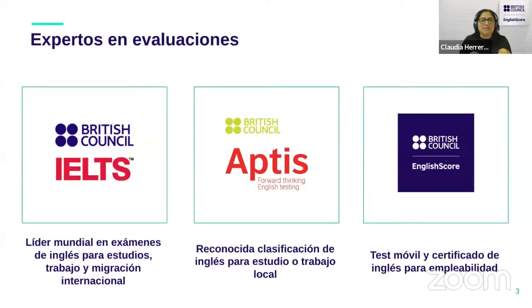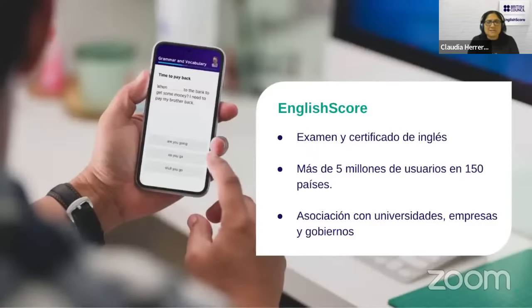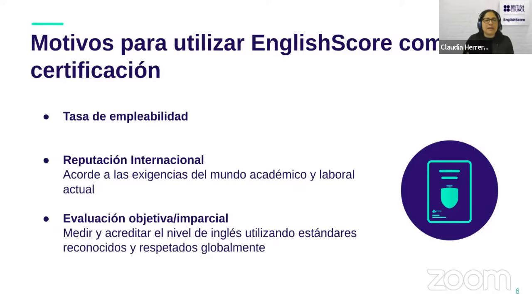Y lo mejor de todo es que esta certificación pertenece al portafolio de certificaciones de British Council. Por lo tanto, ya sabemos que está súper bien avalada y es una certificación que tiene reconocimiento internacional, no solamente en el Perú, sino en 150 países. Como les decía, este es un examen y un certificado de inglés. Tenemos presencia en 150 países. Actualmente tenemos más de 150 millones de usuarios. Y lo que hacemos como parte del portafolio de British Council es generar asociación con universidades, con empresas y también con gobiernos.